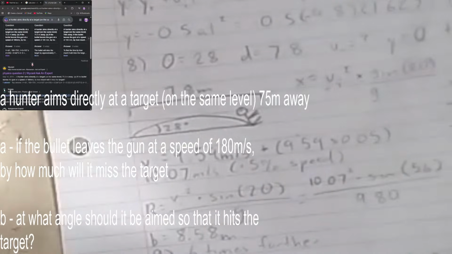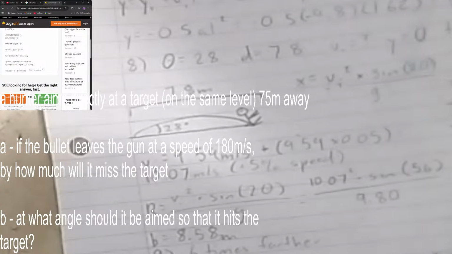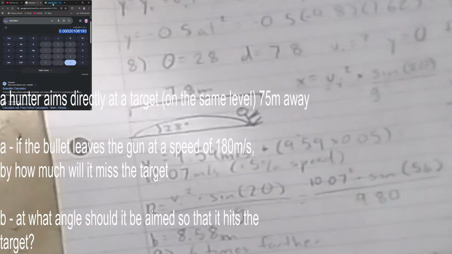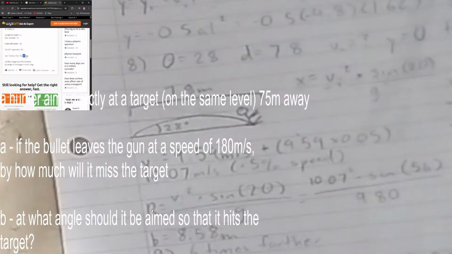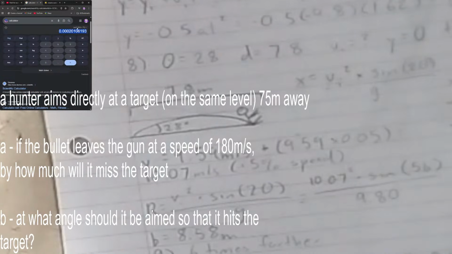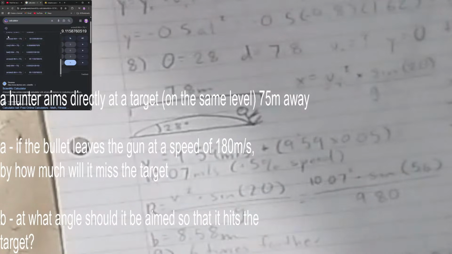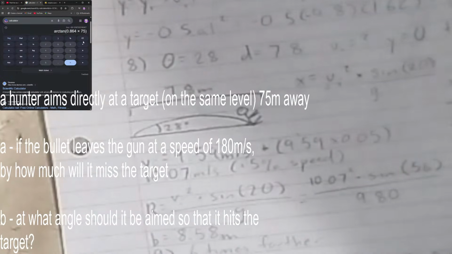Wait, so what does this guy do again? Okay, now I'm confused again. I thought I was onto something, now I'm confused again. What? How does he get this? Because doing arctan with these numbers... Oh, what? Why did I put times?